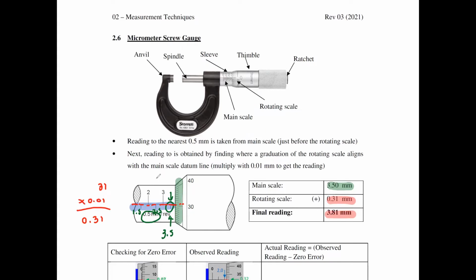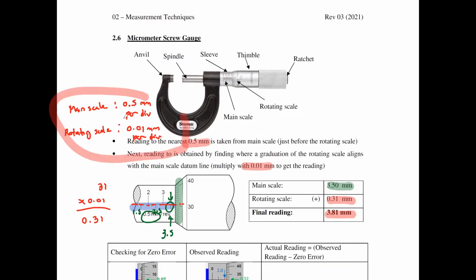Okay, for your main scale, it is usually 0.5 millimeter per division. For your rotating scale, it is usually 0.01 millimeter per division. Okay, I've actually written it here.